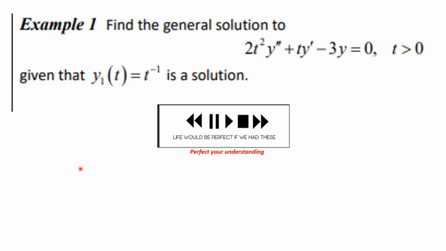So now here's a problem for us to do. You want to find the general solution, and in fact a second linearly independent solution to this differential equation. Notice that we do have variable coefficients here, given that y1 of t equal t to the minus 1 is a solution. You should probably verify that to start with and then go from there. Beyond that, you know what to do. And I will see you in 15.1.